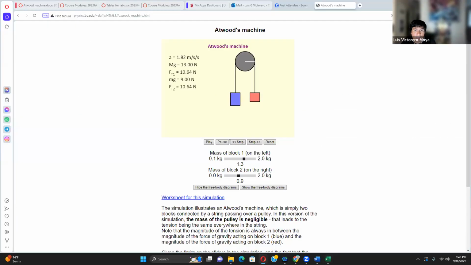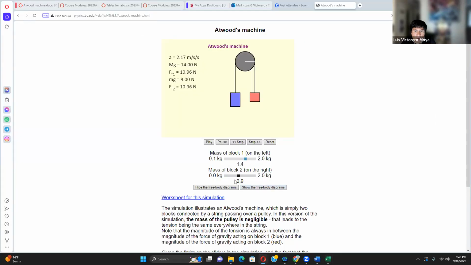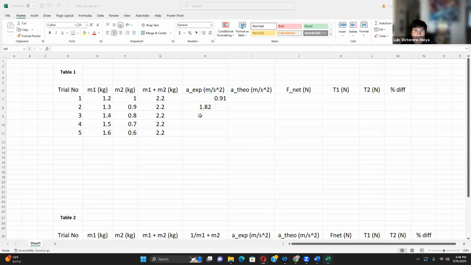So to find that, you need to do the experiment, right? So 1.3 and 0.9, if you play, it's 1.82. And then you can reset this. And then you add, so 1.82 will go here. And then on 3, you will do 1.4 and 0.8. If you play, 2.73. So you can see what I'm doing, right?